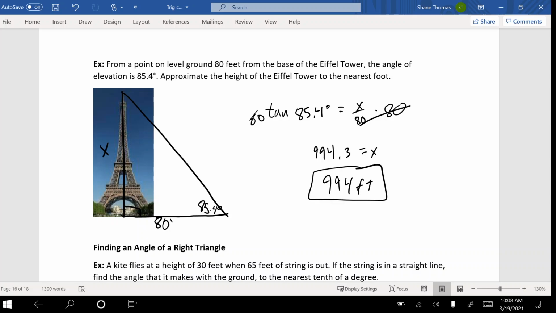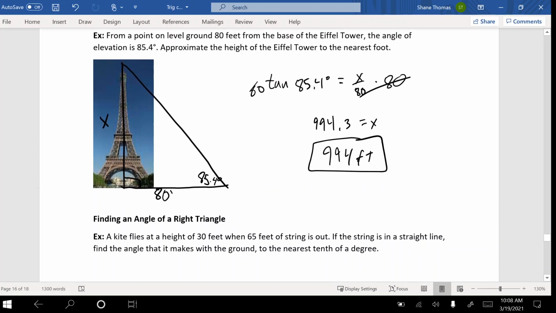994 feet. I looked this up when I was making this, because I took this problem from the book. I looked it up just out of curiosity. I think it's actually 986 feet for the real Eiffel Tower. But that could be the difference in where they started, if there's a little concrete base, you know. All right. Any questions on that problem, guys?